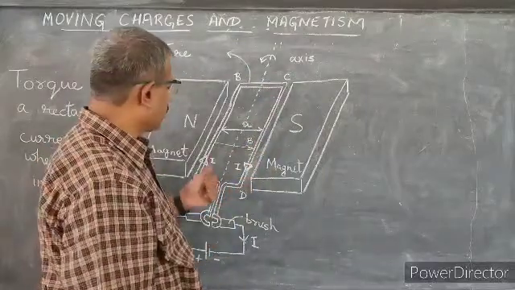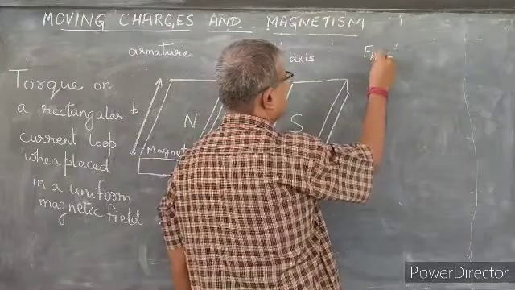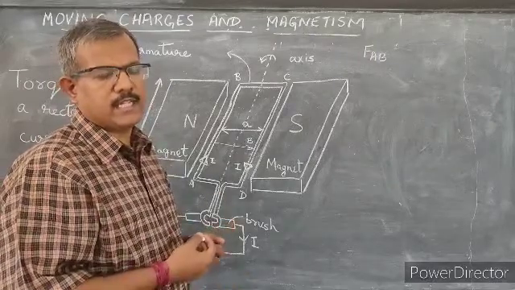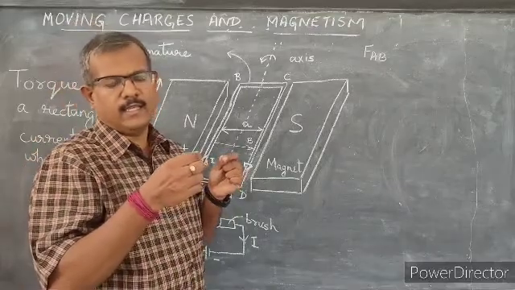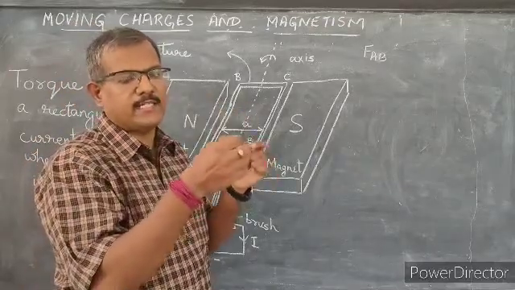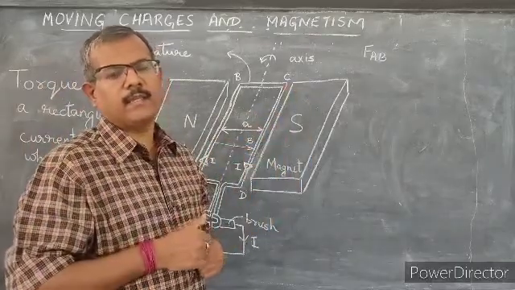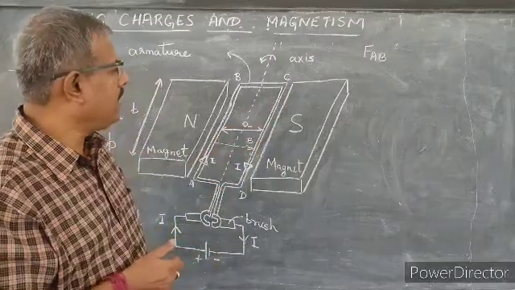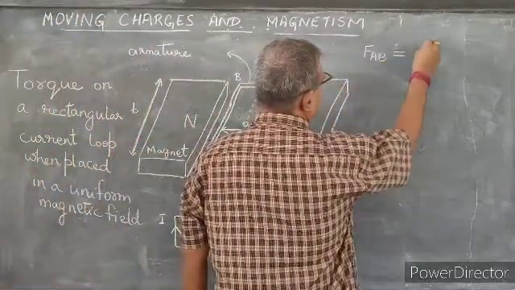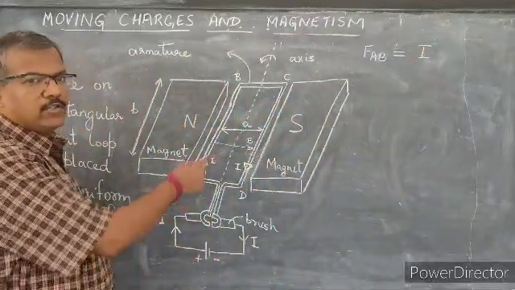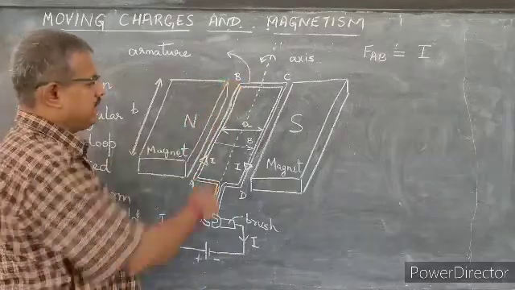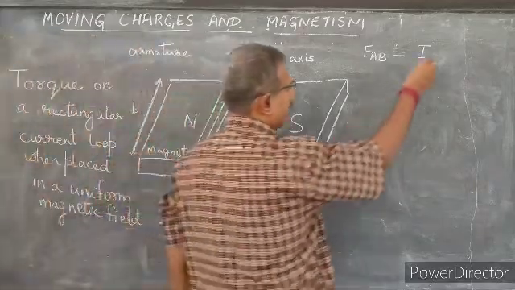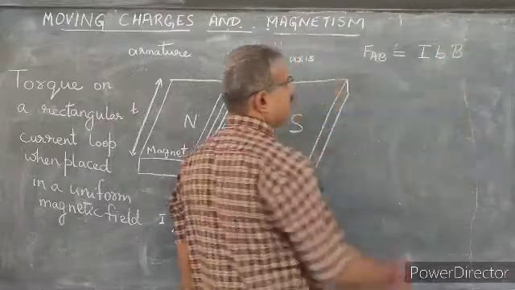So let's consider the force on AB. We know from our previous discussions that the force on a current carrying conductor of length L carrying a current I when placed in an external magnetic field of strength B is given by I into L into B, the product of the 3 entities. The same way, FAB I can calculate by taking the strength of the current, which I have denoted as I, flowing through the armature, the length of this section of the armature, which I have taken as small b, into the magnetic field, which is capital B.